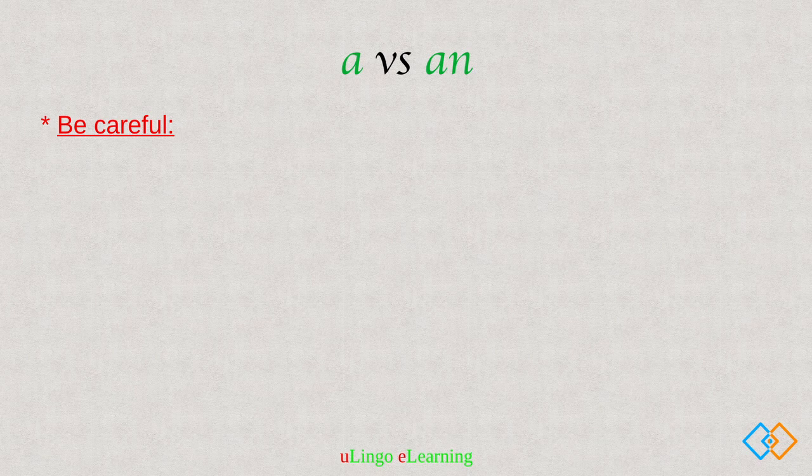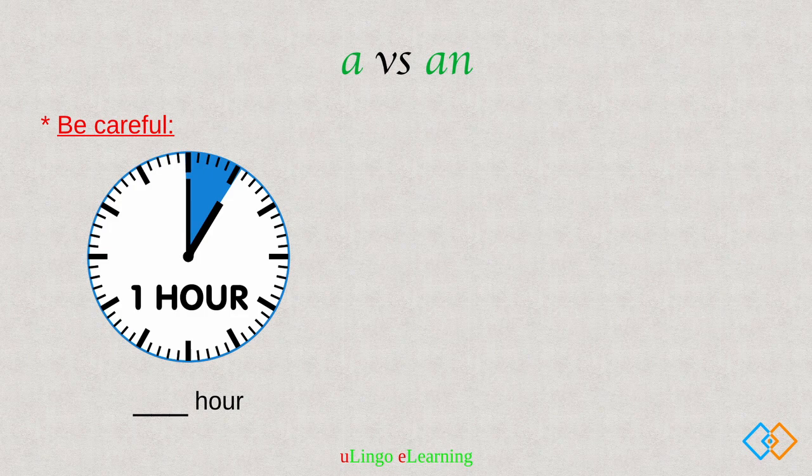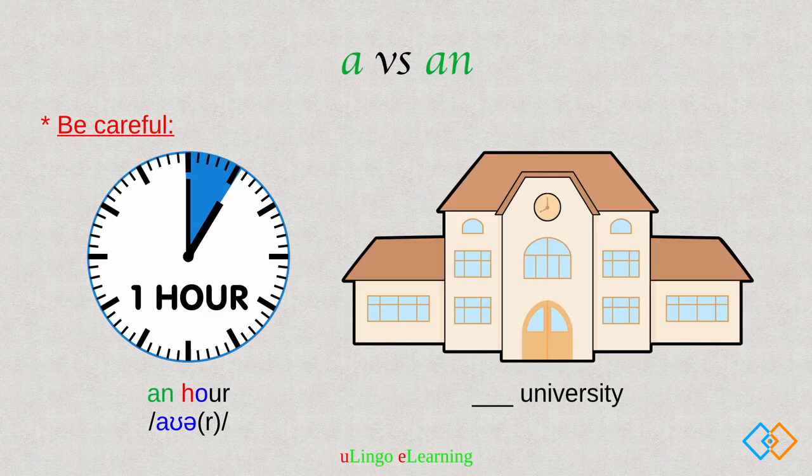Be careful, sometimes you see a word starting with a consonant letter, but the actual sound is a vowel sound. For example, the word hour. The starting letter is H, but H is silent. That's why the first sound is hour. It's a vowel sound, that's why we use an hour. Let's have a look at another example, university. This word starts with the letter U, but it is pronounced with Y at the beginning. And it is a consonant sound. That's why we use the article a university.